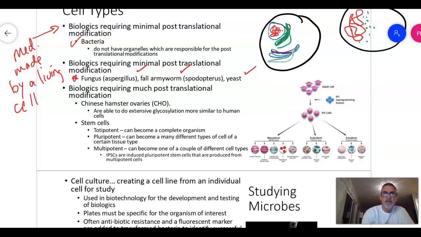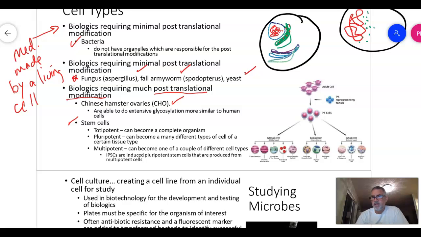All right, so if I need a lot of post-translational modification, I'll use a mammalian cell. So Chinese hamster ovaries, or CHOs, are cell lines that have been around for a long time. They've been modified. And they can do what's called extensive glycosylation. So they have the whole modification pathway, and they'll make a mammalian protein, which is really similar to what our protein would be. So we can program these to do more or less glycosylation, and then it makes the biologic much more acceptable to humans.